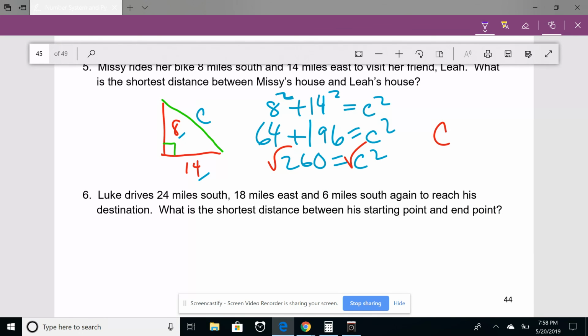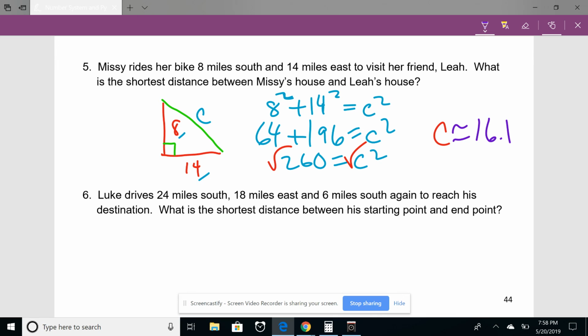So C is about 16.1. Is it feet? Miles. There we go, miles. So this is about 16.1 miles.